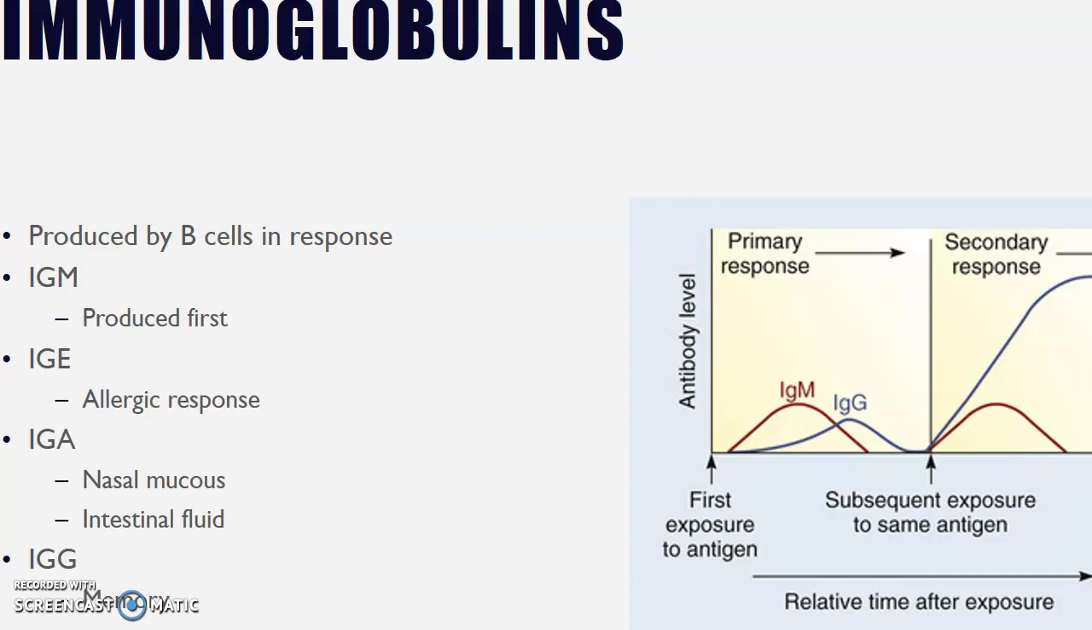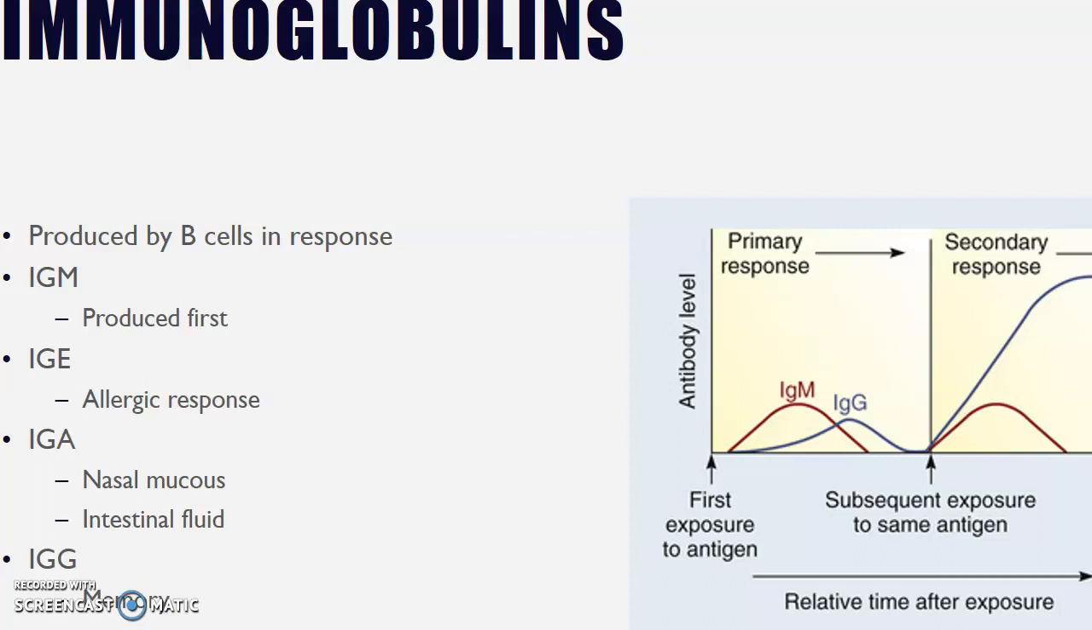IgE is an allergic response. It accounts for no more than 0.001% of the human immunoglobulins. Its original role was to protect against parasites. It's primarily found in allergic responses. IgA is found in breast milk. It protects the gastrointestinal tract.